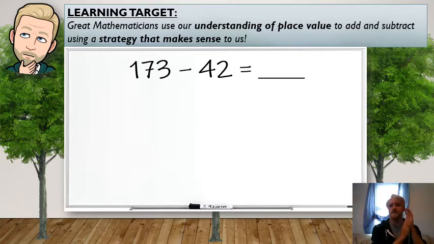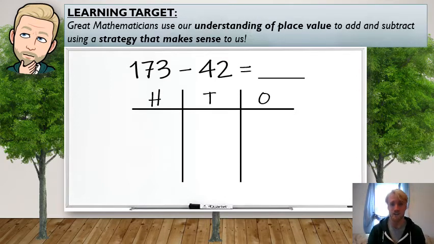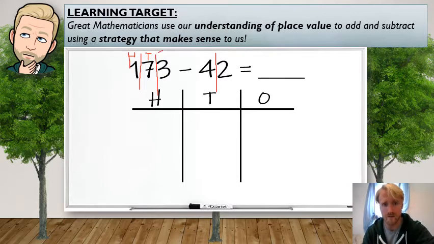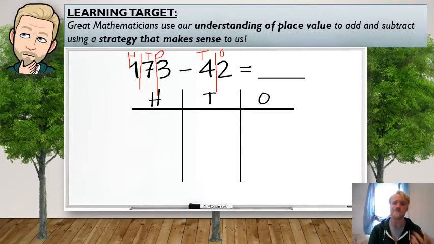So if I want to use flat sticks and dots, what's the first thing I'm going to want to do? Yeah, we need to set up our paper with a hundreds, tens, and ones chart, an HTO chart. Now, again, I like to set that up, but I also like to label my numbers above to help me break it down even more. So with 173, I'll break it up into hundreds, tens, and ones, and then tens and ones for 42. That just makes it easier for me to then transfer those numbers into flat sticks and dots.